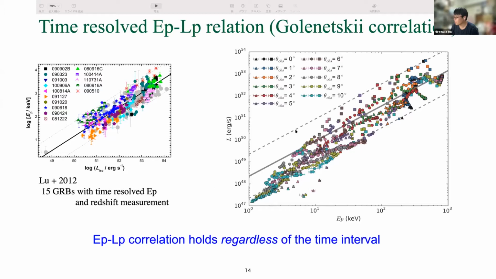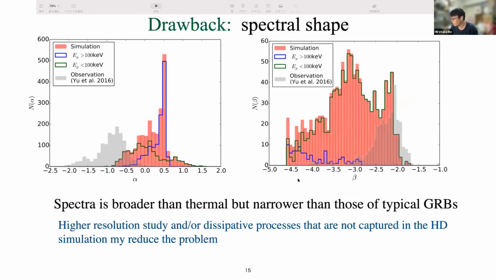So this is giving further support for the photospheric scenario, but let me also mention the shortcomings of our simulation. One of the main issues is the spectral shapes. As mentioned earlier, the geometrical broadening effect produces a non-thermal feature in the resulting spectrum. However, in most cases, it is not sufficient to reproduce the observed typical spectrum.